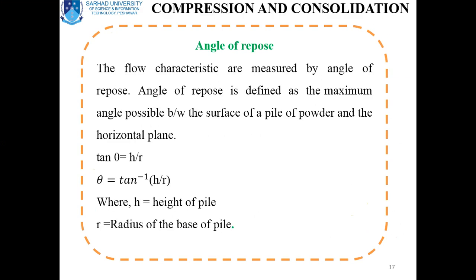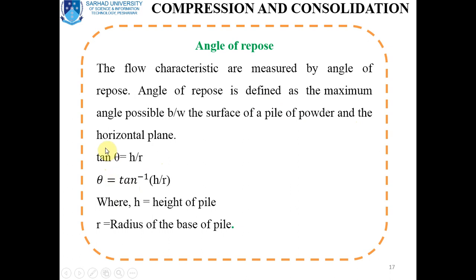One of the flow properties of a solid material, a characteristic of the flow, can be measured using a technique termed angle of repose. The flow characteristics are measured by angle of repose. Angle of repose is defined as the maximum angle possible between the surface of a pile, that is a heap of powder, and the horizontal plane.